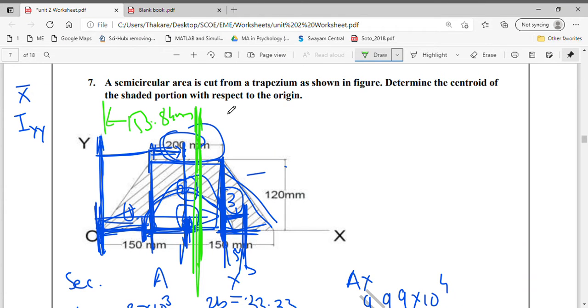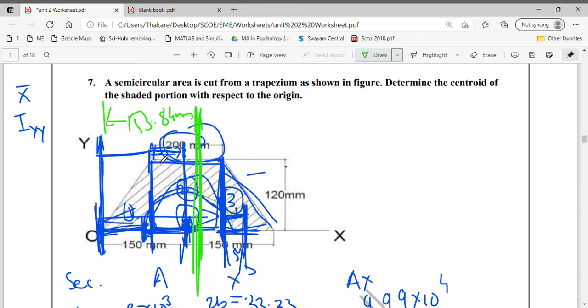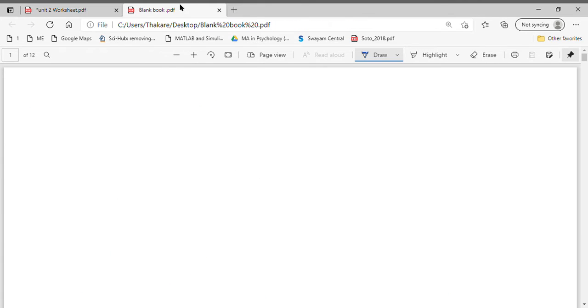Now that we have determined the position of the vertical centroidal axis of the figure, we will determine the moment of inertia about this vertical centroidal axis of the figure. We will have to apply the parallel axis theorem, and to solve this problem we will make another table. We have to determine moment of inertia about vertical centroidal axis, so that is your IYY.